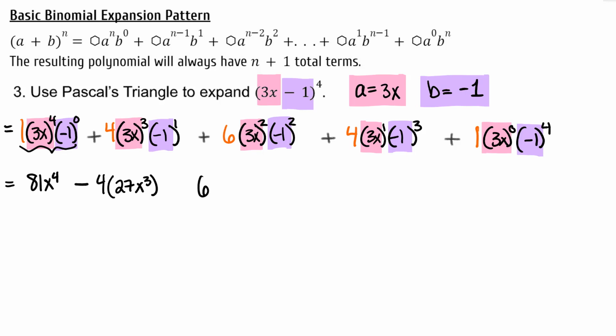6 times (3x) squared, that would be 3 squared times x squared. (-1) to the power of 2 is positive, meaning this term is positive, so we put a plus sign. (-1) to the power of 3 is negative, so this term is negative. (3x) to the power of 0 is 1. (-1) to the power of 4 is 1, so your last term is positive 1. Do the remaining simplification.